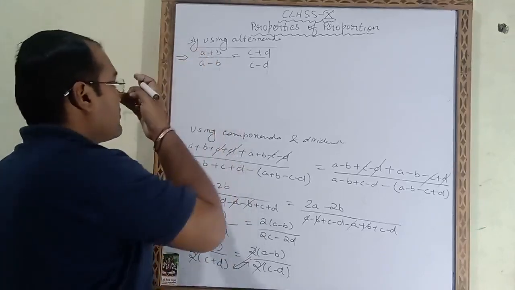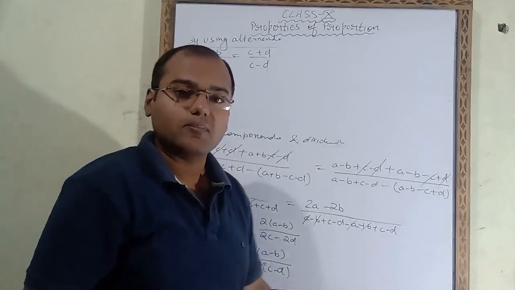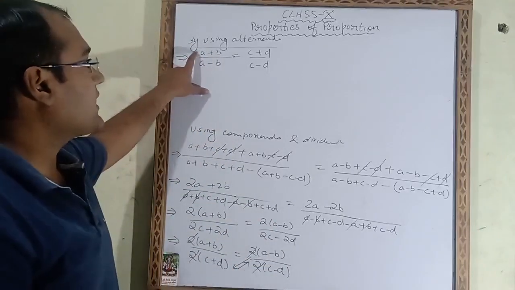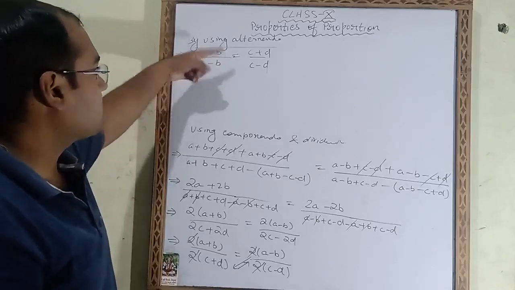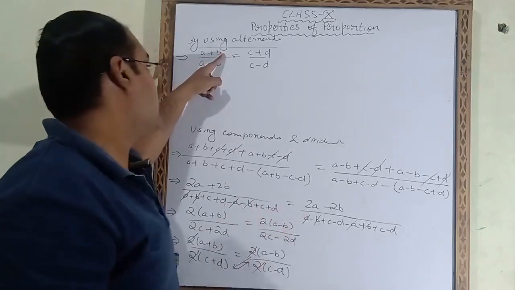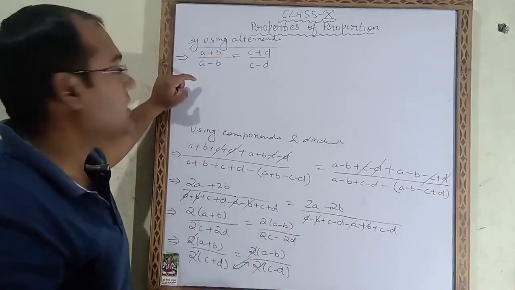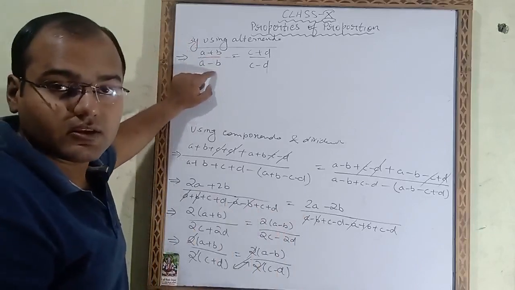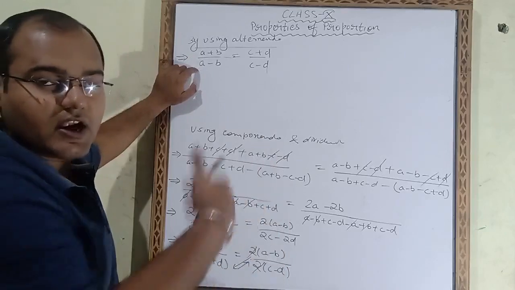Now what we have to prove? We have to prove that a upon b is equal to c upon d. So in order to get a, this b we have to cancel. That means this minus b we have to bring here in the numerator. That means we have to use componendo. But in denominator, what we have to prove? We have to prove a upon b. That means in denominator we need b. So this a we have to cancel. That means dividendo also we will use.